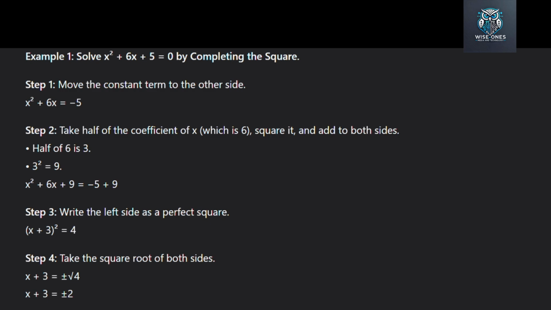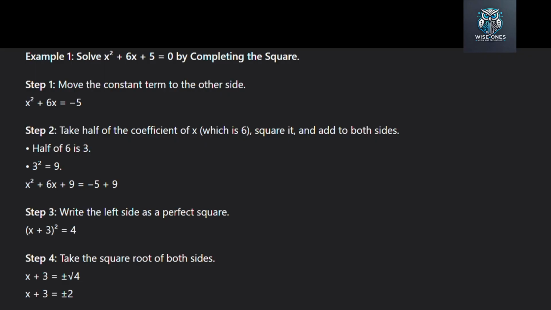Step 4. Take the square root of both sides. To remove the square, we take the square root on the left. The square root cancels the square, leaving x plus 3. On the right, the square root of 4 is 2. But remember, when we take a square root in an equation, we must consider both positive and negative. So it is plus or minus 2. So we write x plus 3 equals plus or minus 2.